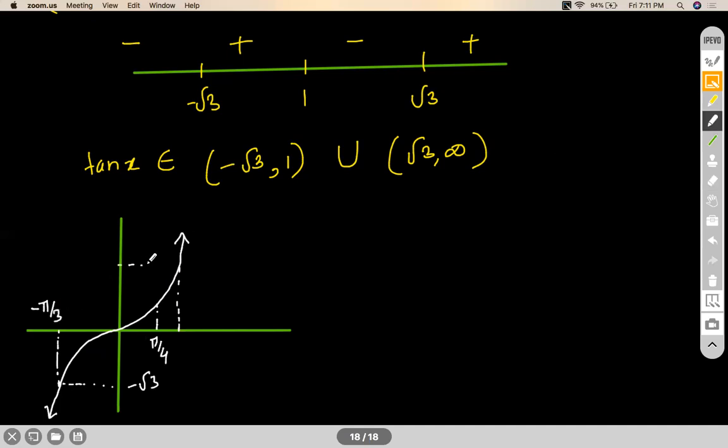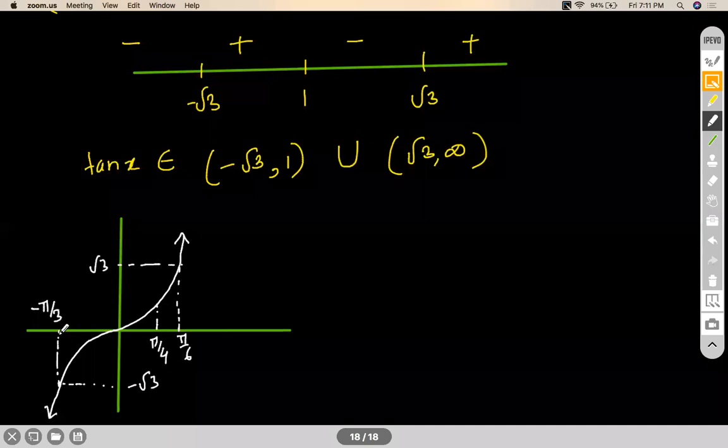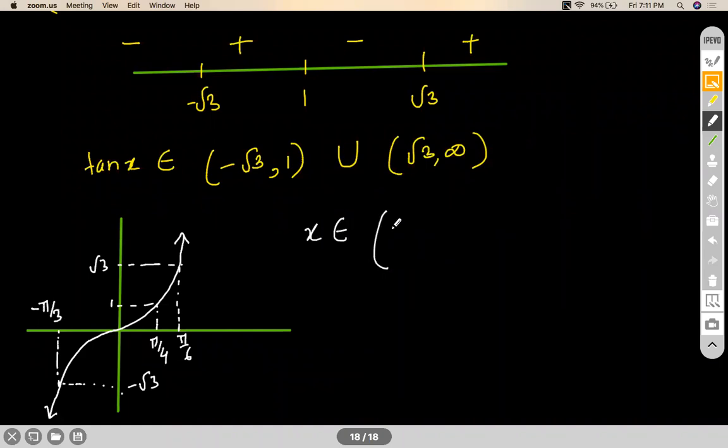And plus root 3 will be at pi by 3. Now you are allowed to be between minus root 3 to 1. That means your x is allowed to be between minus pi by 3 to pi by 4, or root 3 to infinity. Now infinity will be achieved at pi by 2, or you can say tending to pi by 2. So your x will be allowed to be in this interval.